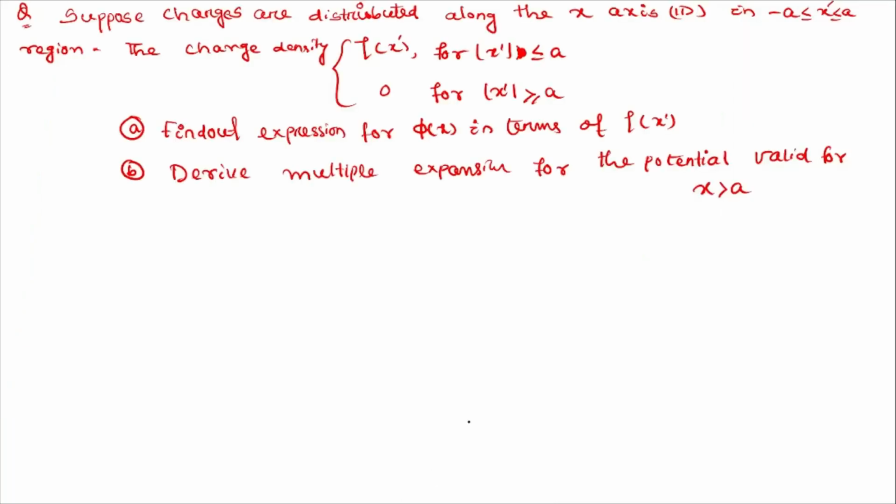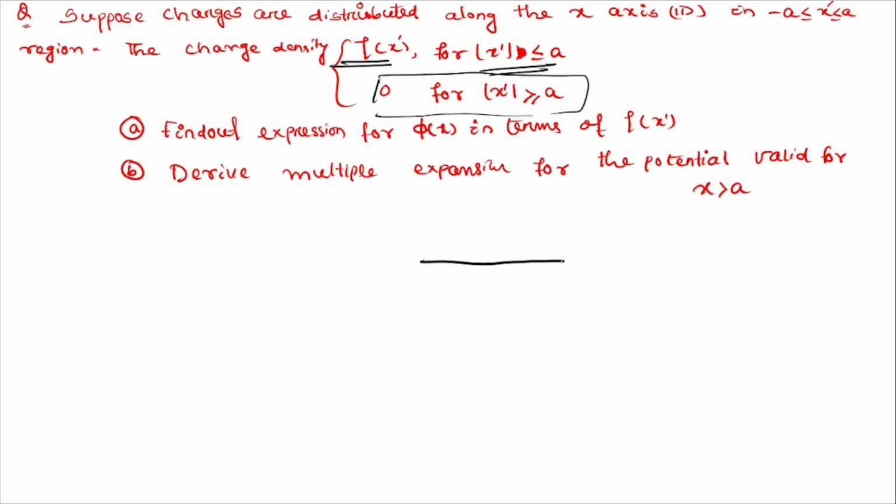So we have a question. Suppose that there are some charges distributed along the x-axis in one dimension in the region from minus a to plus a. The charge density is defined in that region and has some value rho x prime, and it is 0 otherwise. It has been asked to find the potential in terms of the charge density, and in the second part, to find the multipole expansion for this potential when x is greater than a. Let us do this.